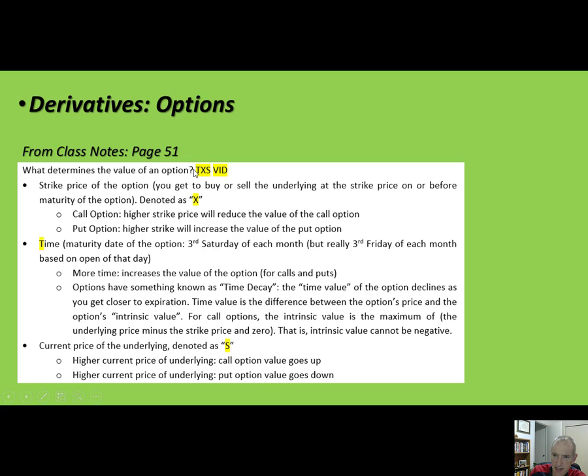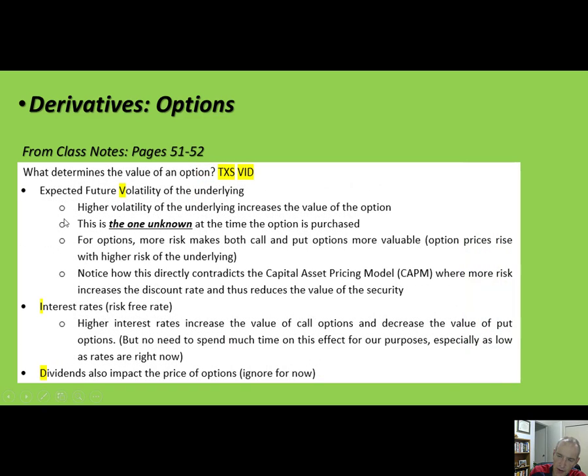All right, so we got the T, X, and S. Now let's get the last three. The V is maybe the most important one, and that's the volatility expected on the security during the time that you hold the option. It's not the past volatility, it's the future volatility. And everything in TEXAS VID, the T, the X, the S, the I, and the D, we know all of those when we buy the option. The only thing we don't know when we buy the option is the volatility that's going to happen over the next 3 months. For both puts and calls, when volatility goes up, both puts and calls are more valuable.